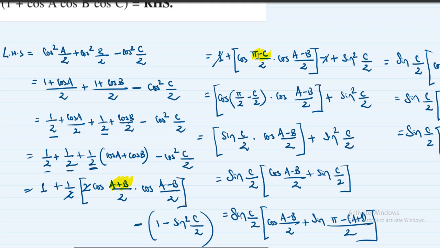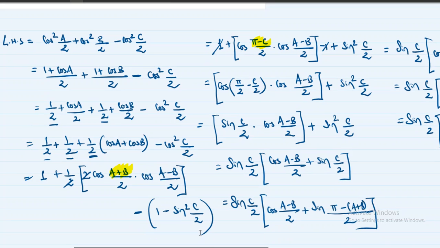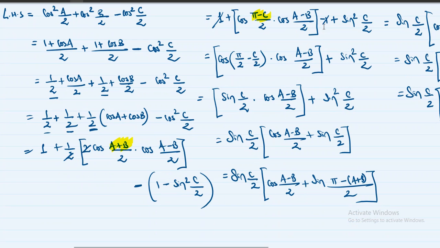Okay, so now if you see closely, in place of A plus B, I can write pi minus C. We can split this pi minus C into pi by 2 minus C by 2. Now cos of 90 minus theta is sine theta. Cos of (A minus B) by 2 will be as it is, and minus 1 plus sine square C by 2, this minus 1 will cancel with this plus 1, and we get sine square C by 2. Now sine C by 2 and sine square C by 2 will have sine C by 2 common, and inside we will write cos of (A minus B) by 2 plus sine C by 2.